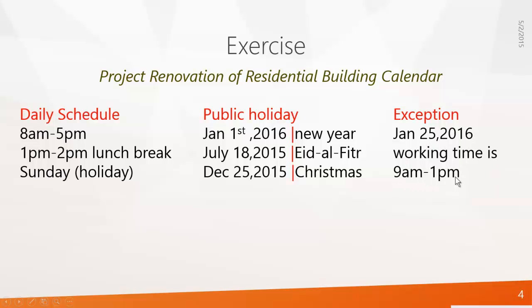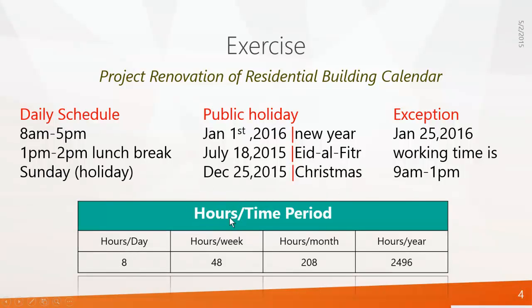So the planned or expected working hours per time period: the project will work 8 hours a day. For a week, 8 times 6 makes 48 hours, and there will be 26 working days in a month. So 26 times 8 makes 208 hours a month, and 208 times 12 months makes 2496 hours in a year. Now I'm going to open Primavera to demonstrate this calendar. Please watch closely and understand the procedure to make a calendar in P6.